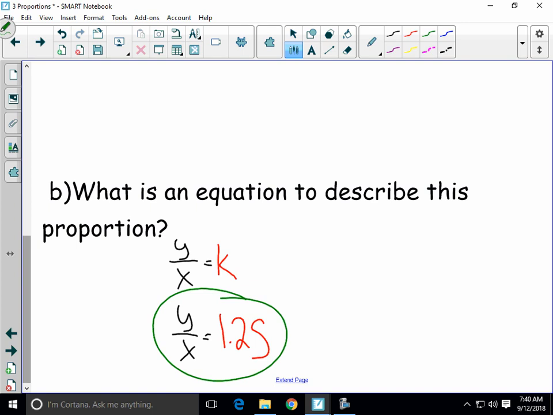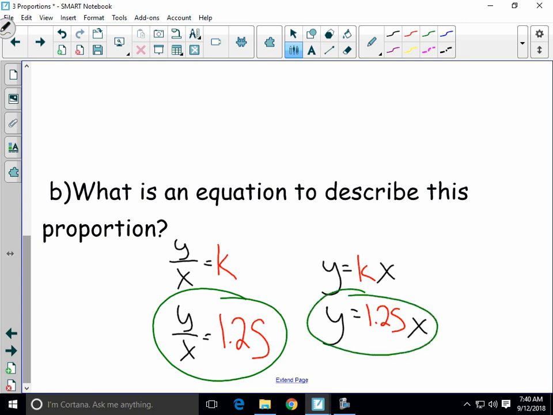Okay, or you can use the other formula. You have to memorize both. Y equals kx. Instead of a k, I'm going to put in that number we found, 1.25x. Okay, so both of these equations are valid for that table. First one says that we divided and we got 1.25. The second one says we can multiply 1.25 times x and it'll give us the y's.